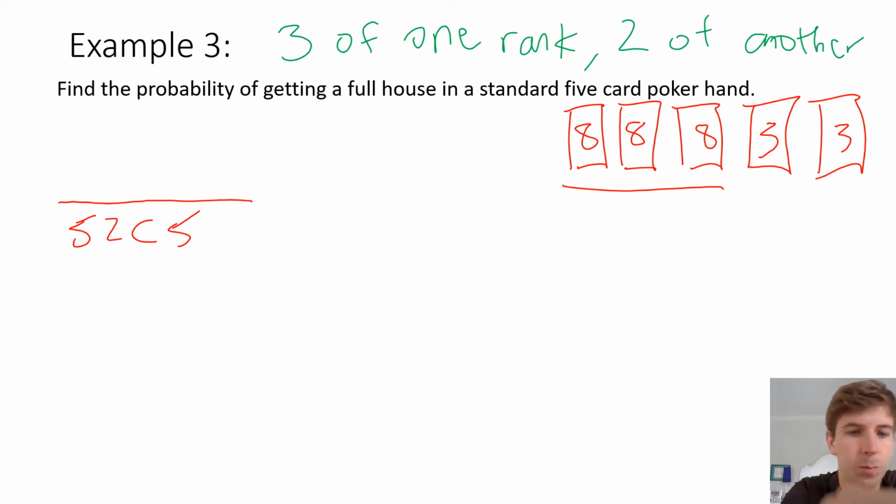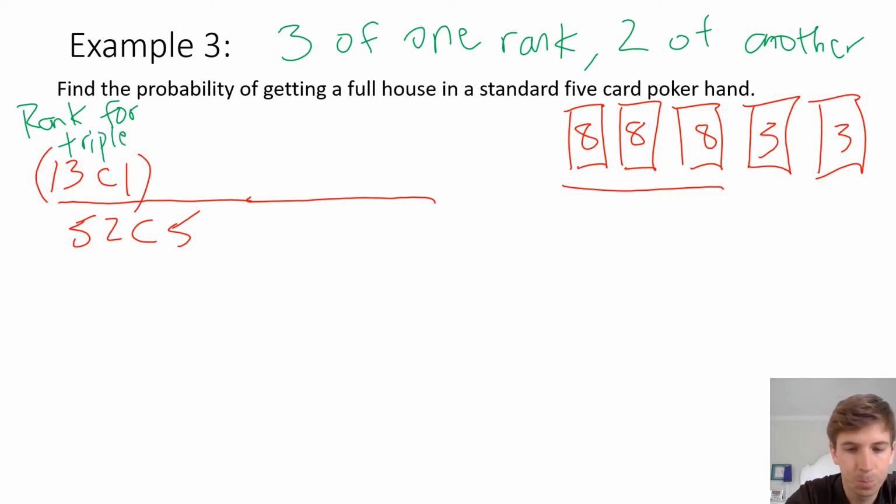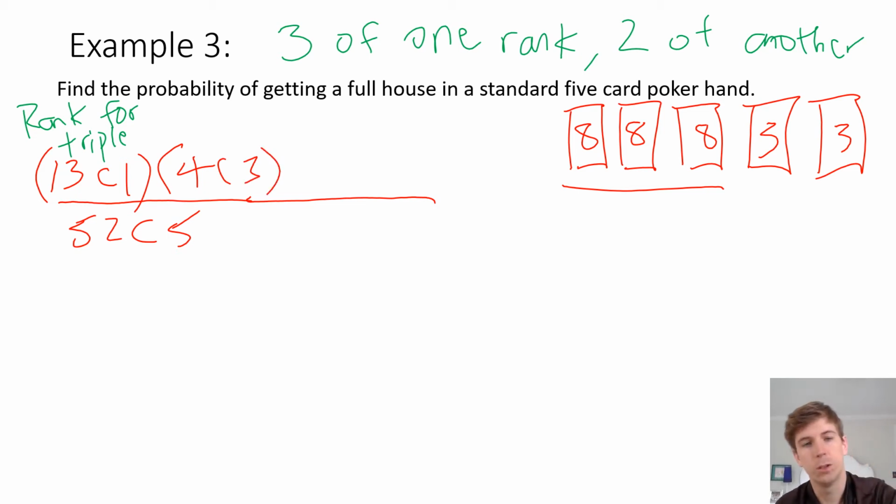All right. So there's 13 total ranks, and we want to choose 1 of them, okay, for our 3 of a kind. And I'll just annotate, this is the rank for the triple. And then once we've chosen that rank, so we chose like 8, now there's 4 of each of those. We only want 3 of them. So there's 4, you've got to choose 3. Okay, so we chose the rank for the triple, and then we chose which 3 of those 4 possible cards.